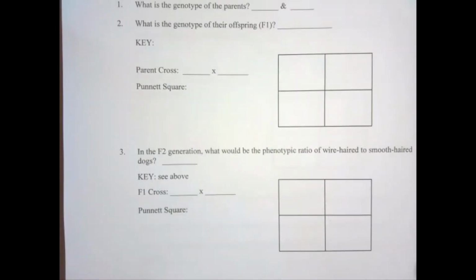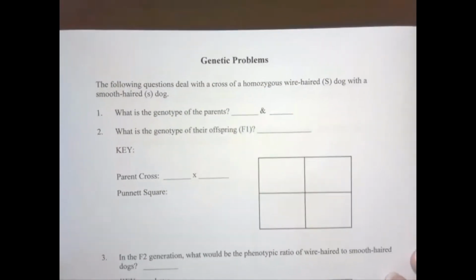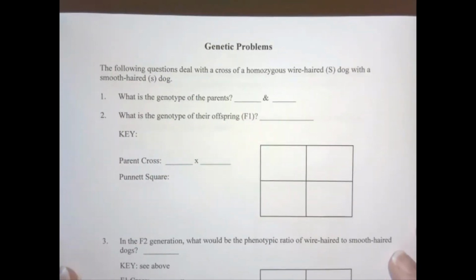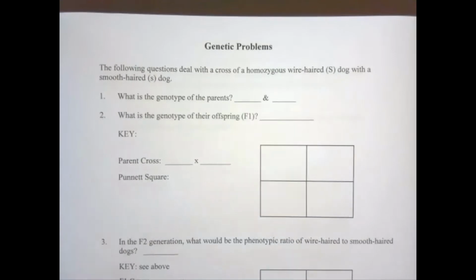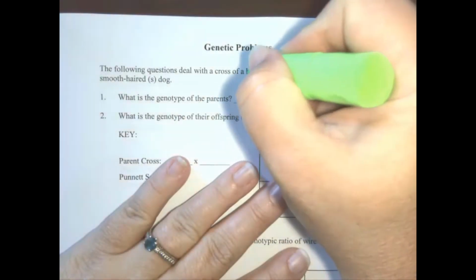I'm going to do a few practice problems with you first. We're going to look at some genetic problems in general, and then we will set up a few on your actual assignment. These are right here, just practice. The big thing I like to do is look at what the question is asking. The first part says the following questions deal with a cross, and I'm going to highlight some important things here.